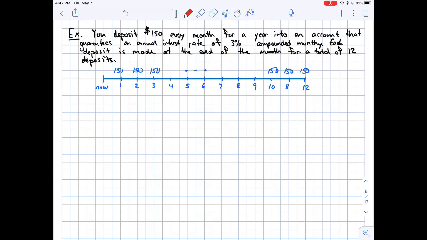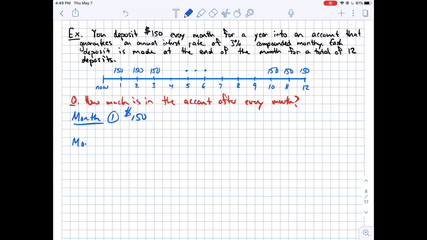The real question we're going to ask ourselves is, how much do we have in the account after every month? So let's start by looking at the first month, month 1. We just make the first payment at the very end of that first month, and so we have $150. Now, what happens at the end of the second month? How much money will we have?